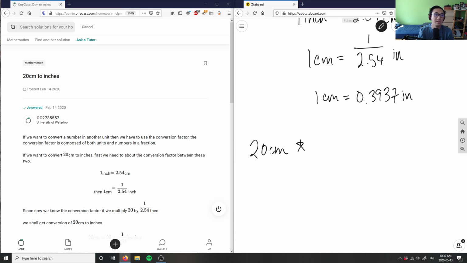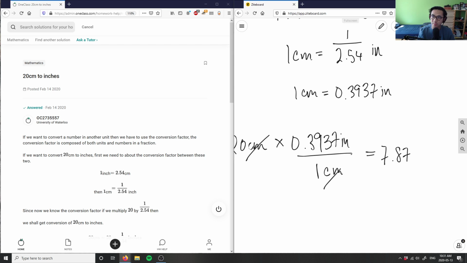I want to convert it into inches, right? And I know that in 1 centimeter, there are 0.3937 inches. And this will equal, again, I want inches as my last unit. Centimeters here are going to cancel out. So I'm simply doing 20 times this conversion factor, which will give me a value of 7.87.